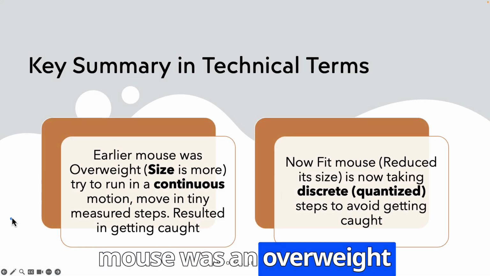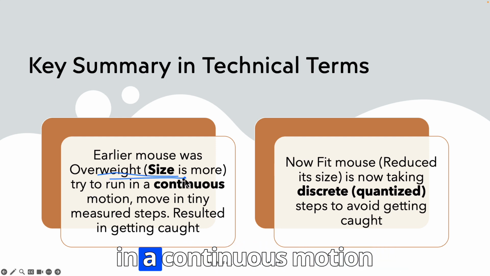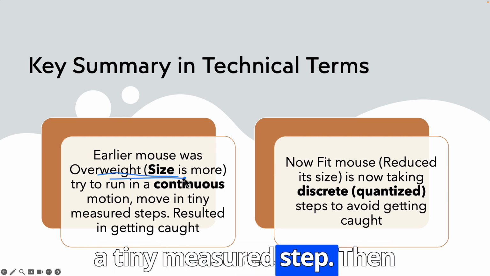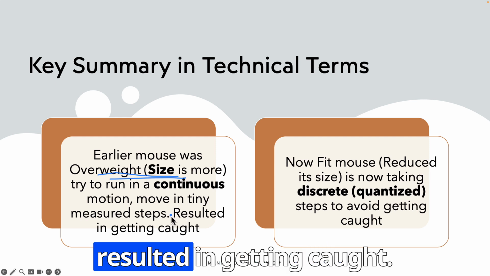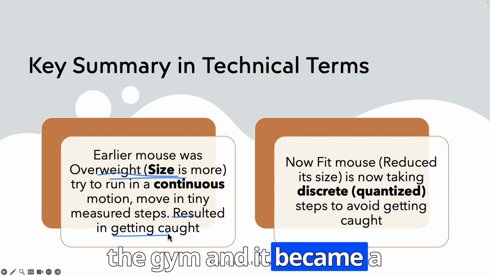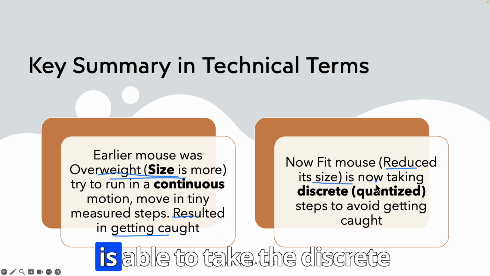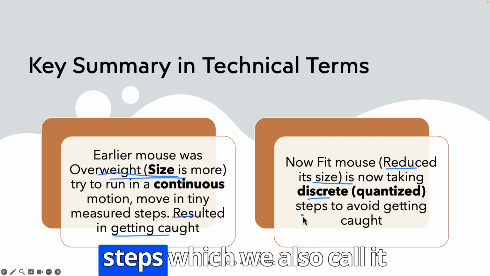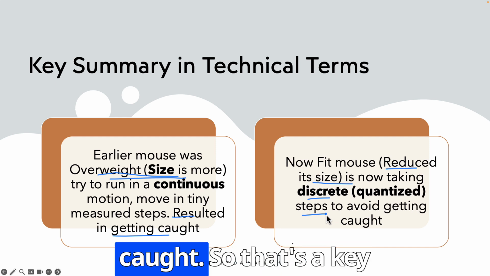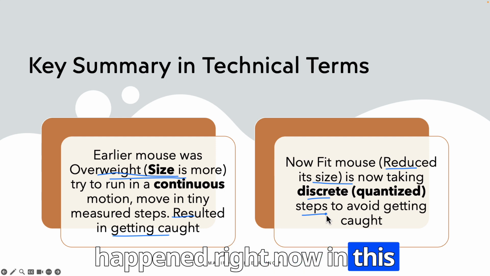If I want to give you a quick summary in technical terms, earlier the mouse was an overweight mouse. Remember, the size is more. It tried to run in a continuous motion, that is, in tiny measured steps, and that resulted in it getting caught. Then it went to the gym and became a fit mouse. It reduced its size and is now able to take discrete steps, which we also call quantized steps, in order to avoid getting caught. That's the key summary in technical terms of what happened in this cat and mouse with the cheese story.